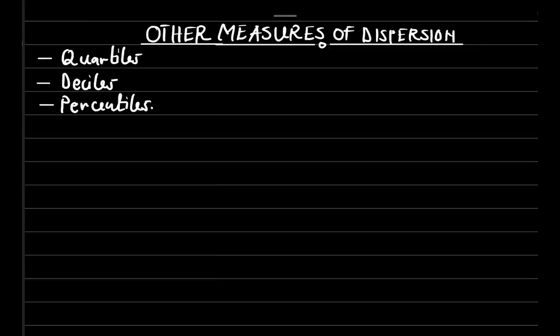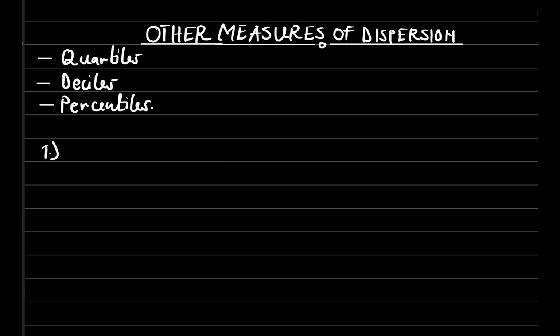Hi there, welcome. So in today's lecture, we want to look at other measures of dispersion. We want to discuss the first three other measures of dispersion, which are quartiles, deciles, and percentiles. So let's begin with the first one, quartiles.